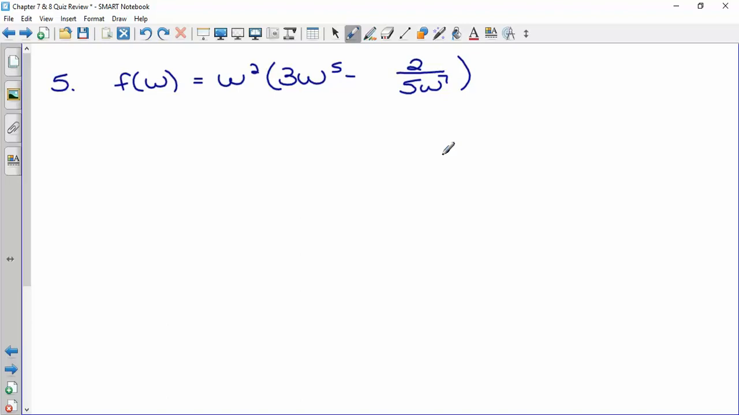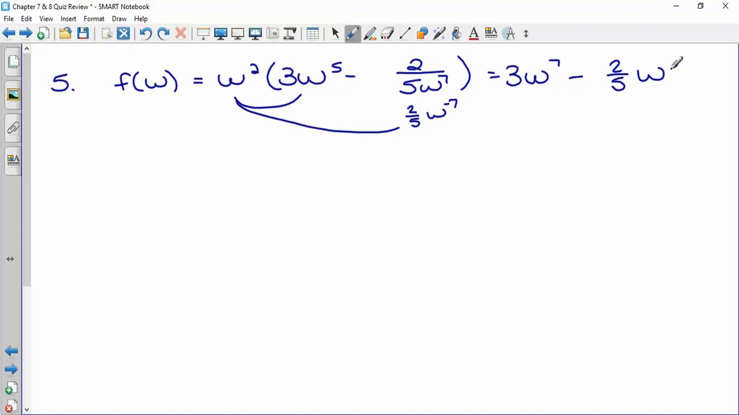What do you want to do? Distribute. Okay, so this becomes 3w to the 7 minus... Okay, how could I rewrite this? It's like 2/5 w to the negative 7. So when you multiply it with w squared, you add those exponents. So we get 2/5 w to the negative 5.